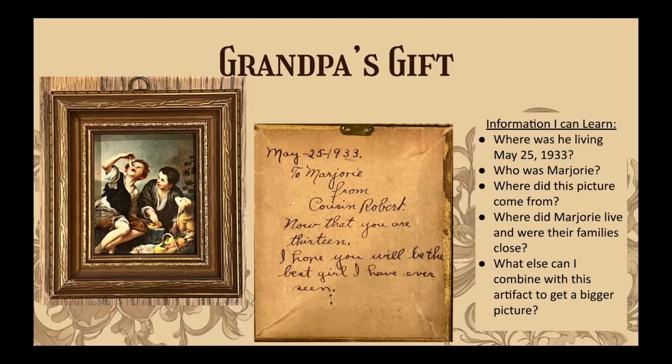So we have May 25 of 1933, to Marjorie from cousin Robert. Now that you are 13, I hope you will be the best girl I have ever seen. And that's very like my grandpa to write a little quip. He would do that on cards all the time and everything.